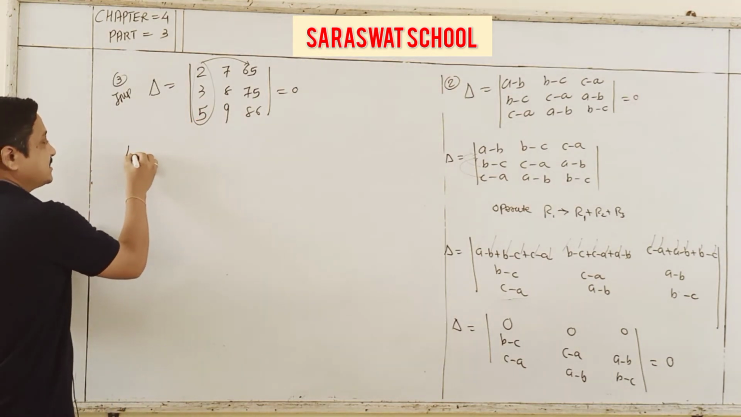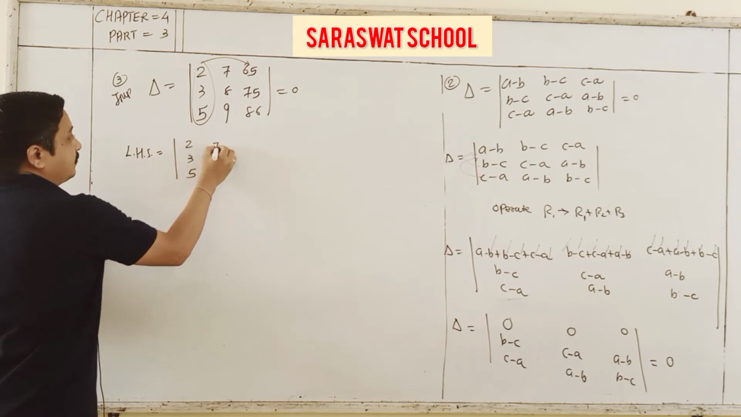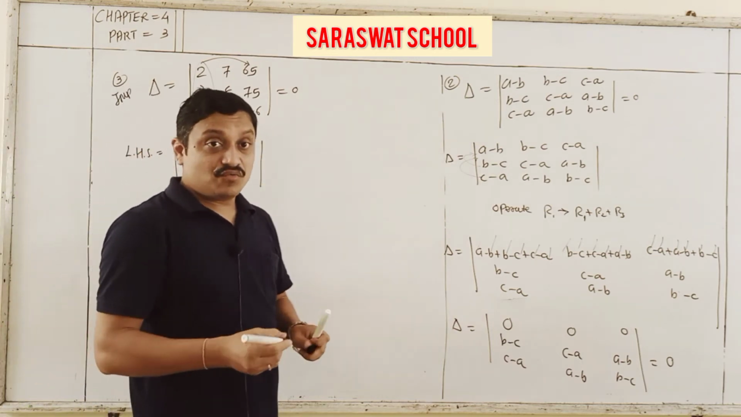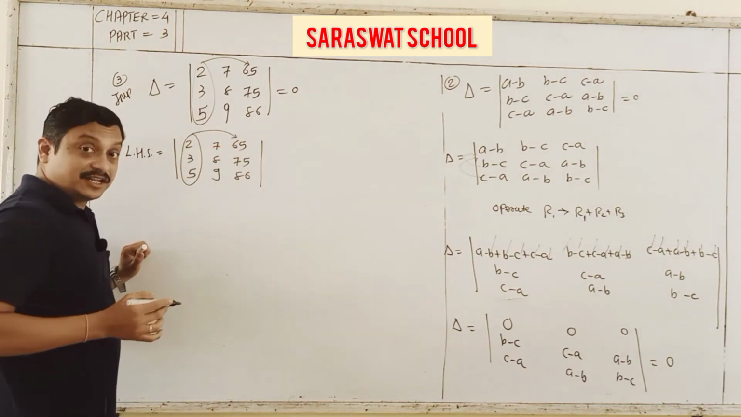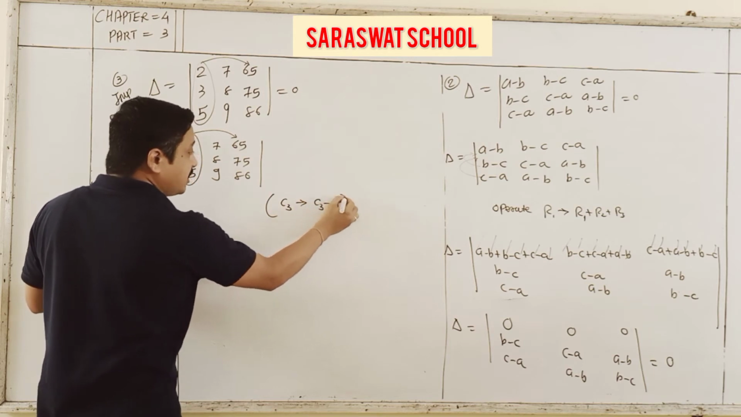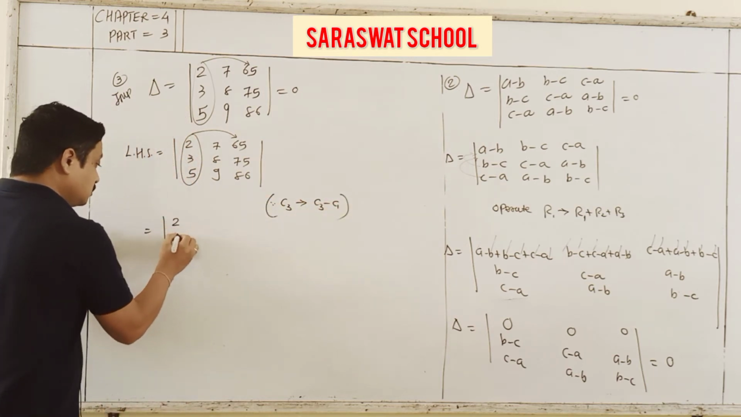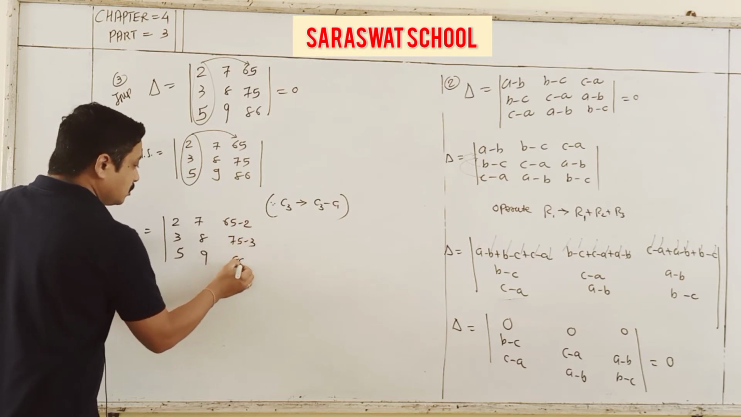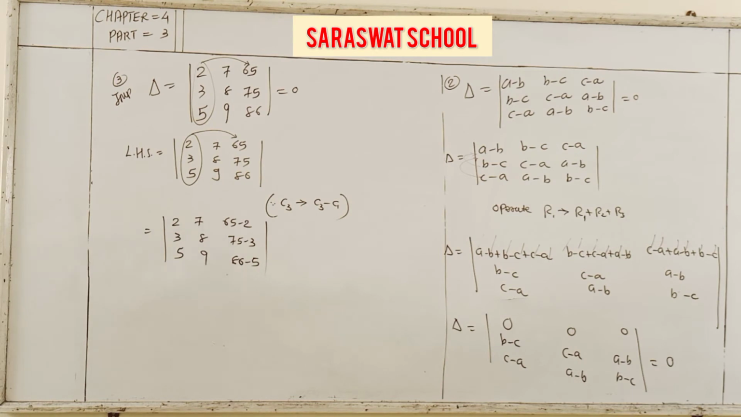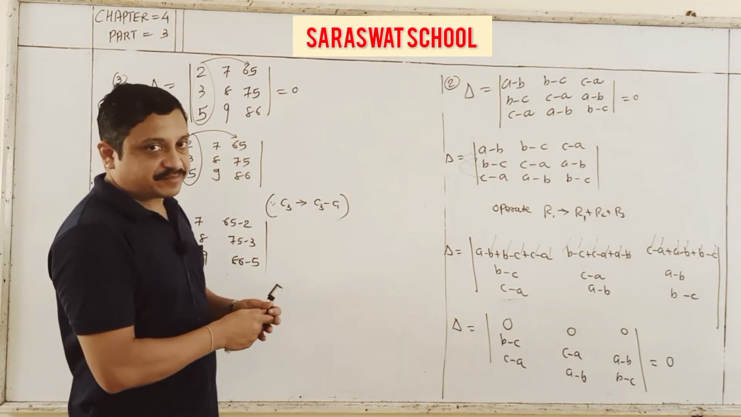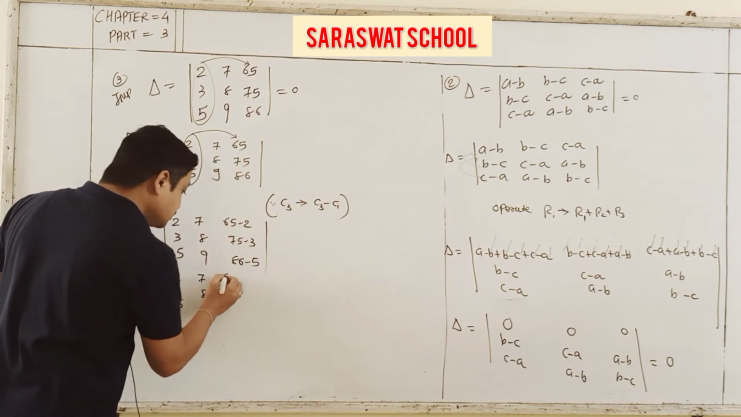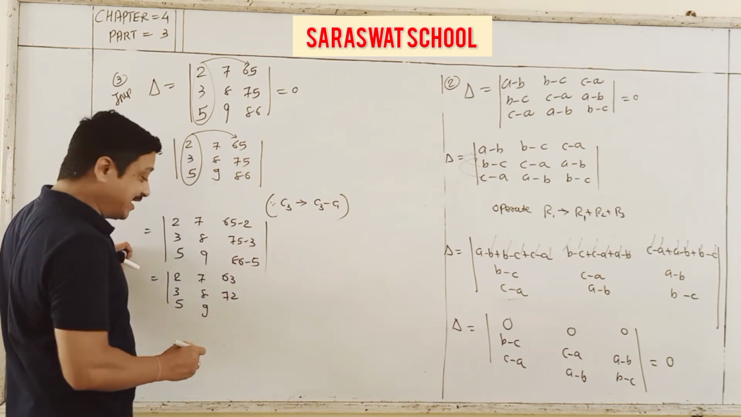So in operating LHS: 2, 3, 5, 7, 8, 9, 65, 75, 86. The first column I will subtract from the third column, so I operate C3 minus C1. That is a simple way. After subtracting you will get 2, 3, 5, 7, 8, 9 and 65 minus 2 is 63, 75 minus 3 is 72, and 86 minus 5 is 81.